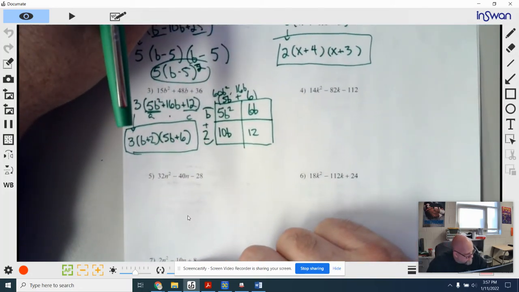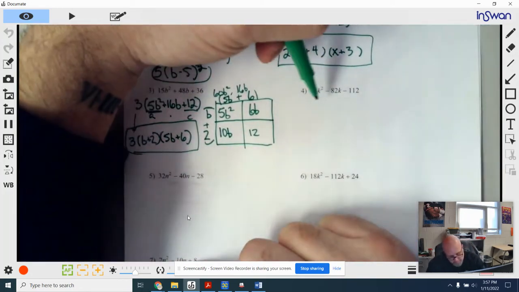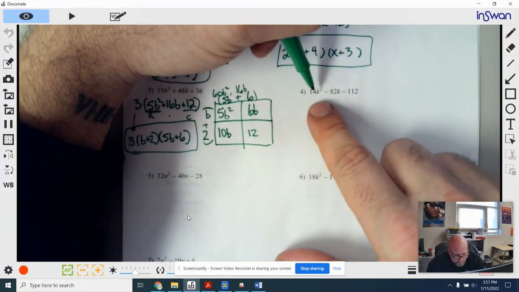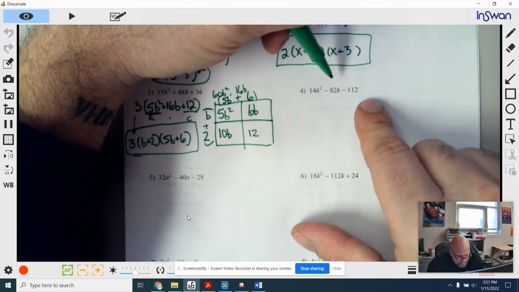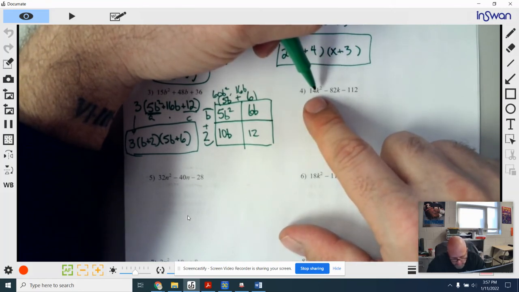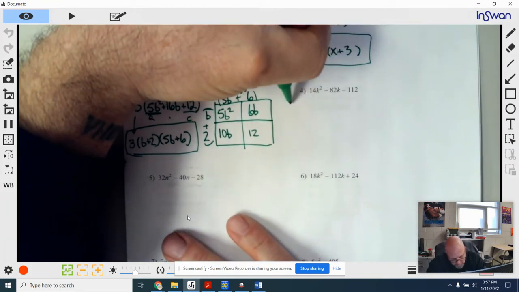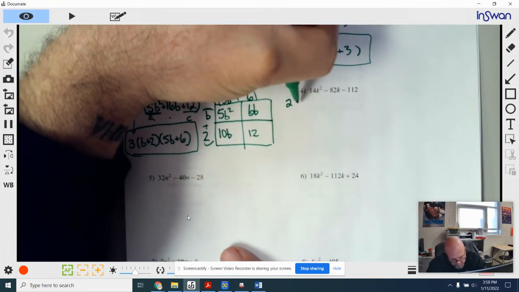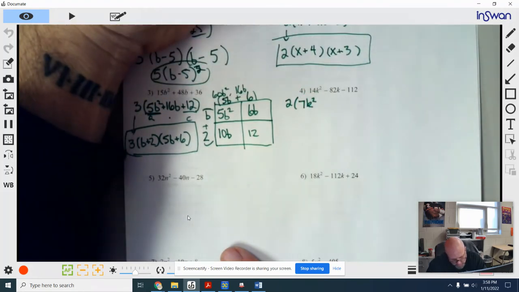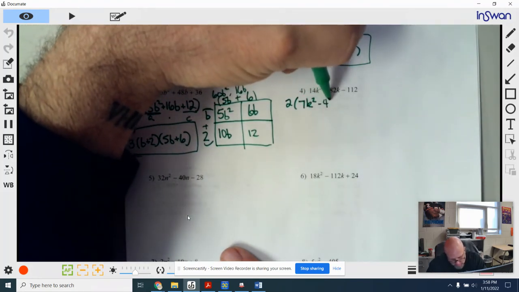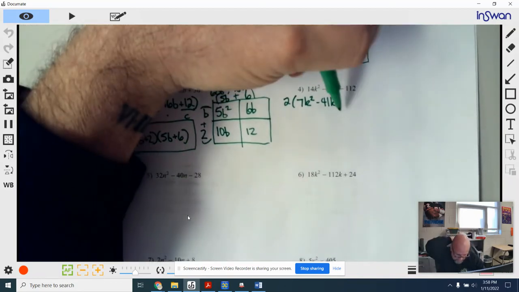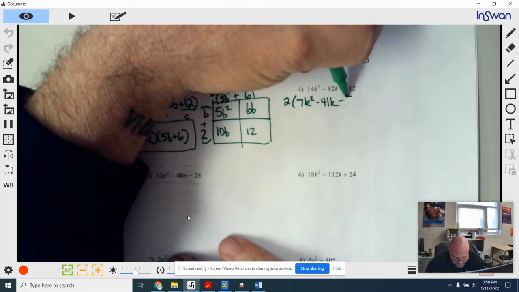All right, moving on to number 4 here. Again, I see these are all even, so at least I'm going to pull a 2 out. I try to think, well, does maybe 7 go into these? No. Okay, if 7 doesn't go in there, 14 is not going to go in there. So 2 is going to be my only option. So I pull a 2 out and then write what's left. So that'd be a 7k squared minus 41k and minus 56.